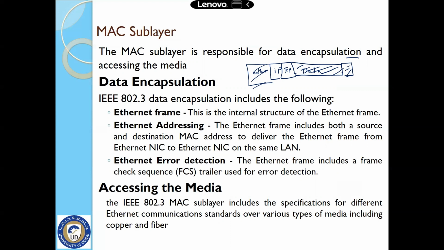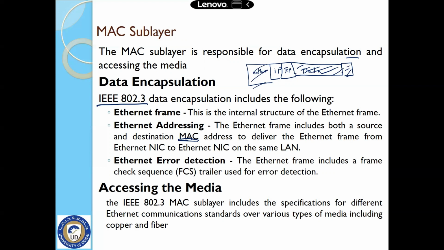So it includes the following. An Ethernet frame, again, that's 802.3. This is the internal structure of the Ethernet frame, and Ethernet addressing. Here is a very key point. We have IP addressing; here we will have MAC addressing, or media access control address. The Ethernet frame includes both the source and destination MAC address. We'll talk a lot about this topic, MAC address, to deliver the Ethernet frame from one network interface card to the destination interface card, let's say they share the same local area network.